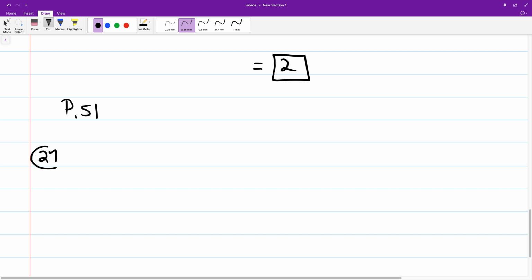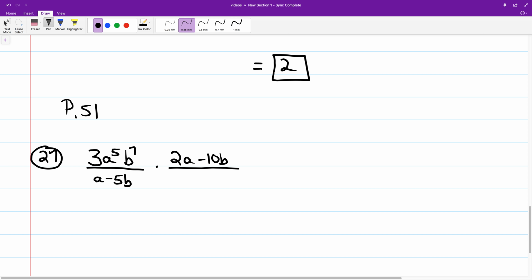So we have number 27. We have 3a to the 5th, b to the 7th over a minus 5b, times 2a minus 10b, over 12a to the 4th, b to the 10th.